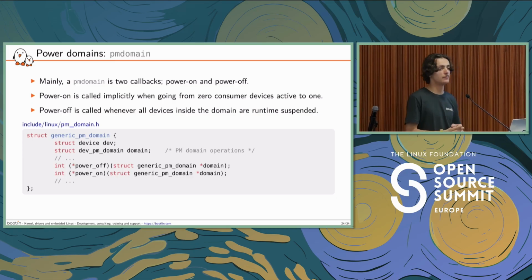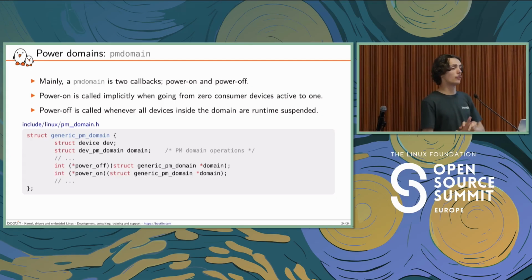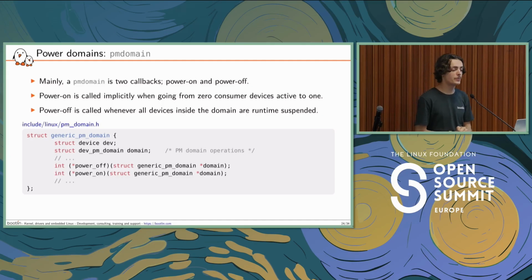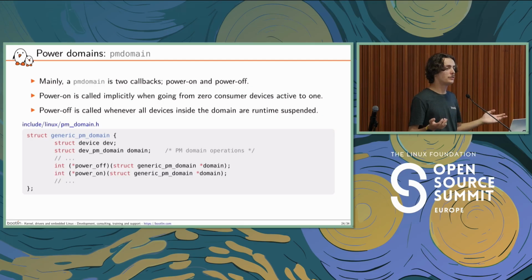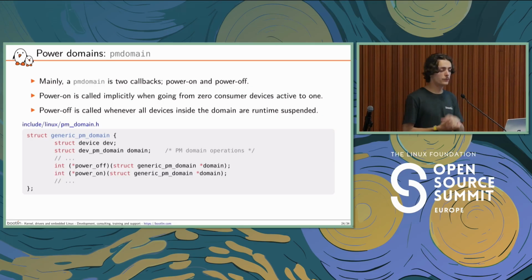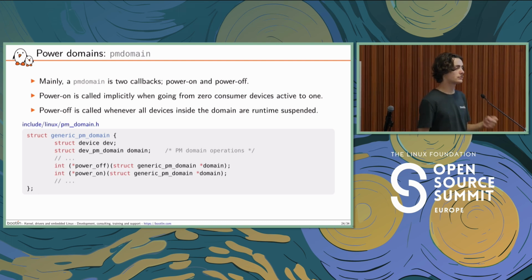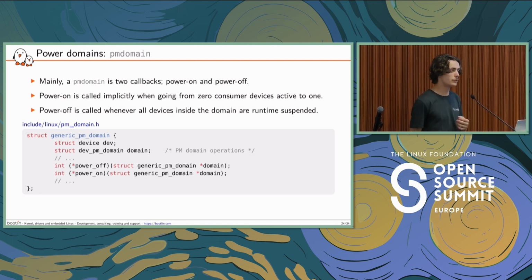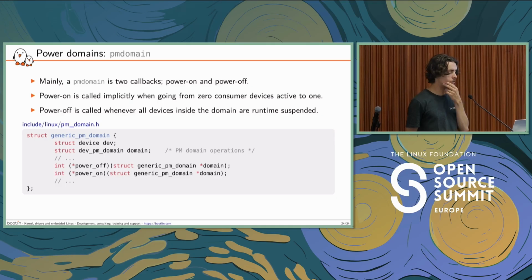So what's a generic PM domain now? There are two callbacks, power on and power off. Again, a pretty straightforward API when you start thinking about it. Power on, well, you know what it means. You want to power on the domain, and that happens whenever the first device inside the domain that is registered from device tree gets its usage count incremented from 0 to 1. That turns on the domain, and it can be shut down whenever all devices inside the domain are shut off. So that's what it looks like.